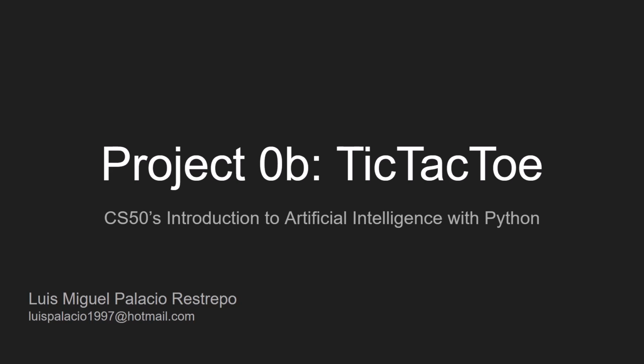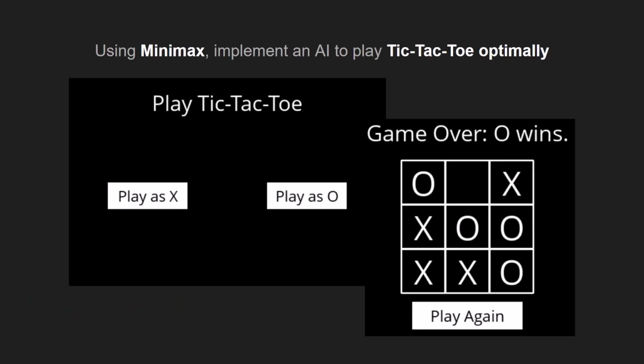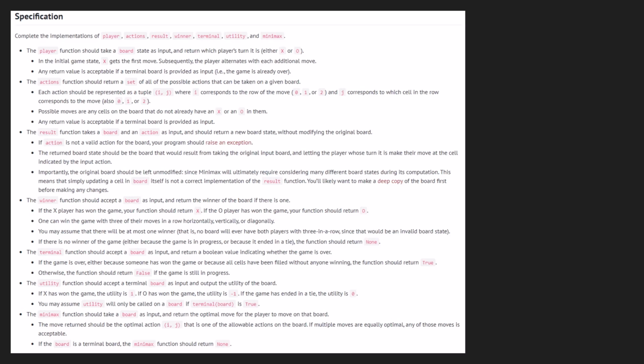Hello, my name is Luis, and in this video I'm going to show you the functionality of my resolution for the project TicTacToe from the Introduction to Artificial Intelligence with Python. By using Minimax, implement an artificial intelligence to play TicTacToe optimally. So here we go. The specifications.